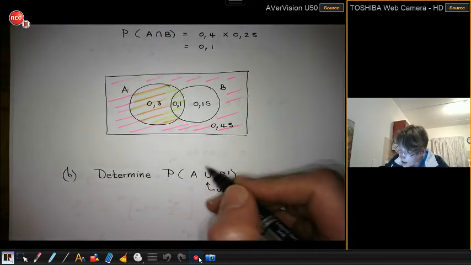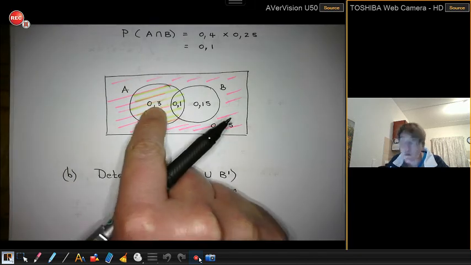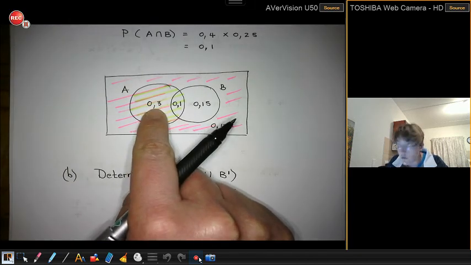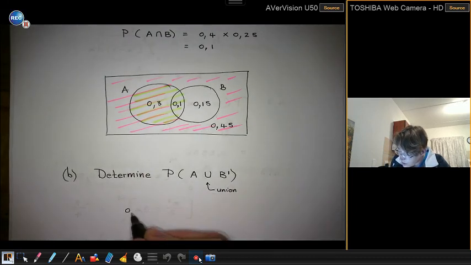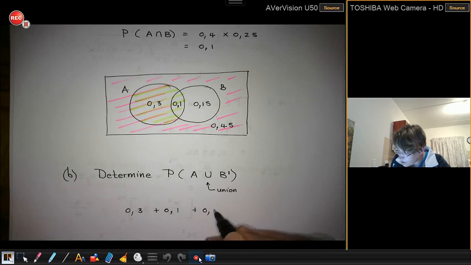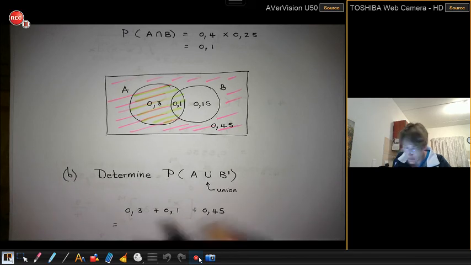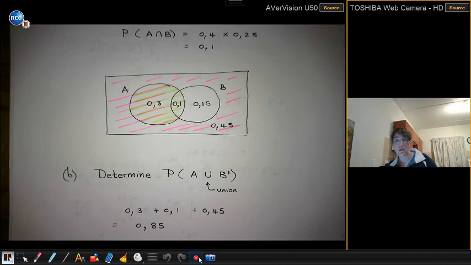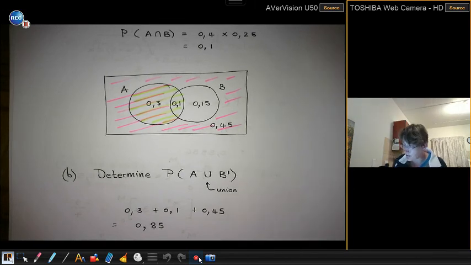If they had used the other one, intersection, I would have only looked at the overlap. Then it would have only been 0,3. But this one says union, so that's going to be 0,3 plus 0,1 plus 0,45. So I can add that, and that's going to give me 0,85. Okay, so that was the first example on these independent events.